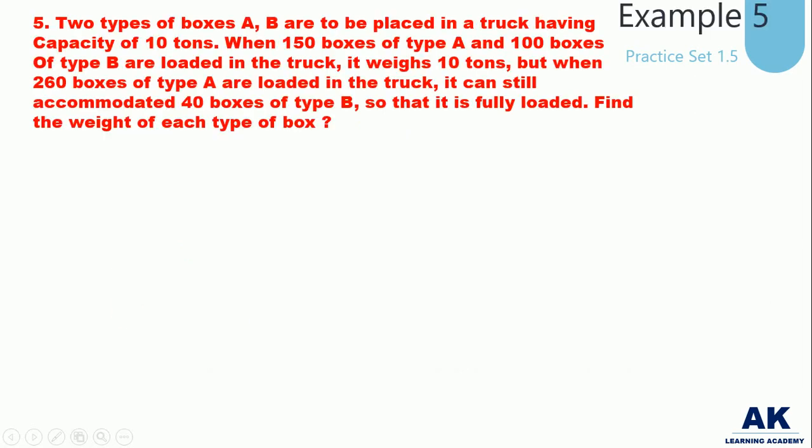Now let's solve question number 5, which is: two types of boxes A and B are to be placed in a truck having capacity of 10 tons. When 150 boxes of type A and 100 boxes of type B are loaded in the truck, it weighs 10 tons, but when 260 boxes of type A are loaded in the truck, it can still accommodate 40 boxes of type B, so that it is fully loaded. Find the weight of each type of box.